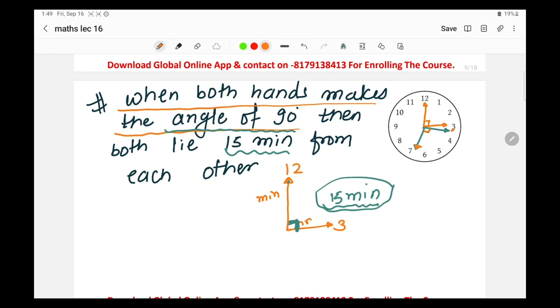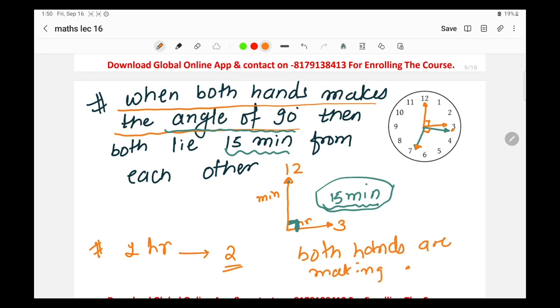Okay, the next thing that we have to keep in mind is that in 1 hour such condition is occurring twice, that minute hand and hour hand, that is both hands, we can say both hands are forming the angle of 90 degree. So this is the thing that we have to keep in mind.